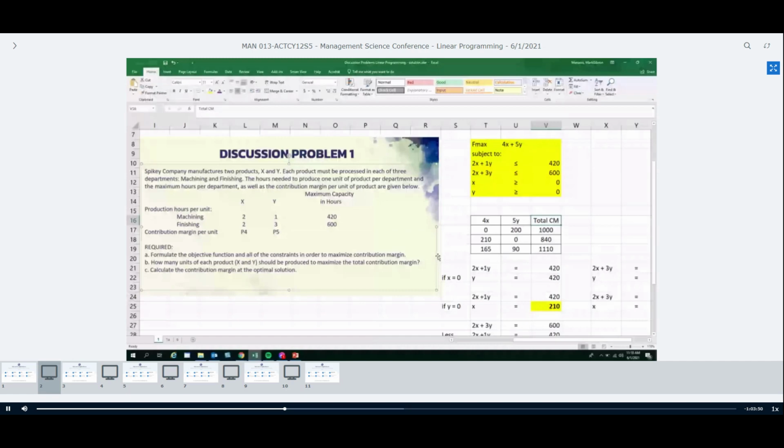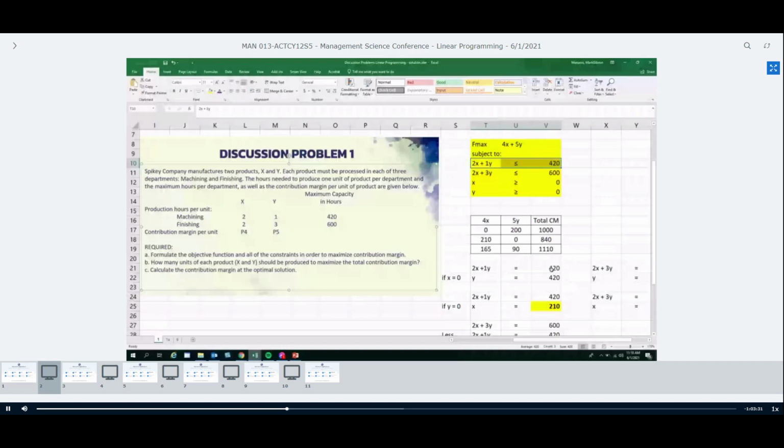So, isa-isahin muna natin. Una, i-test muna natin tong equation number 1. Equation number 1 natin is 2x plus 1y. But instead, gawin ko na lang equal, no? Kaysa yung may less than pa, no? So, equal 420.